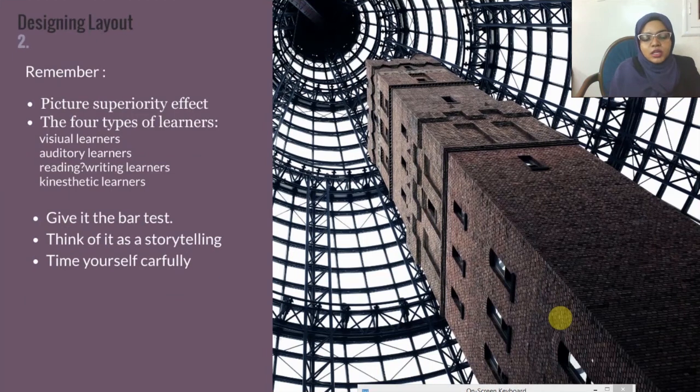Number 2, the second thing you need to remember when designing a layout is something called the picture superiority effect. The picture superiority effect says that the human mind tends to grab information from pictures quicker than from text. Okay, so try to remember this. Also, since the human mind grabs it quicker, it also sticks in the mind for a longer period of time. So you could use this when designing the layout.